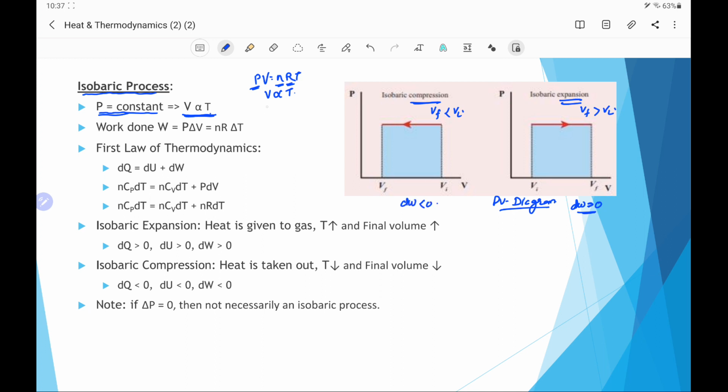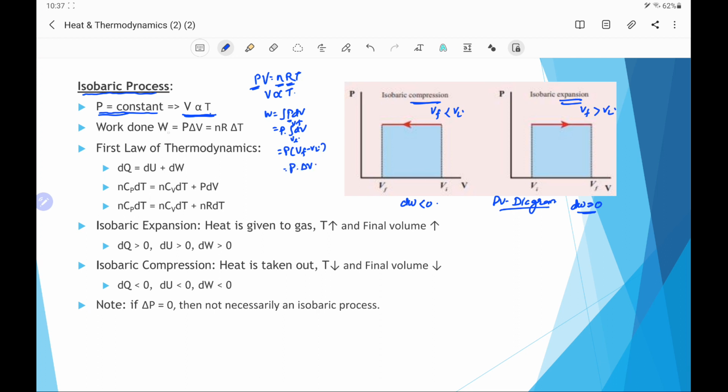Therefore, we can write using the work definition, it is integral P dV, and because pressure is constant, it is taken out of the integral, so it remains dV, and we integrate from initial to final. Therefore, work will be P into V final minus V initial, or we can write it is P into delta V.